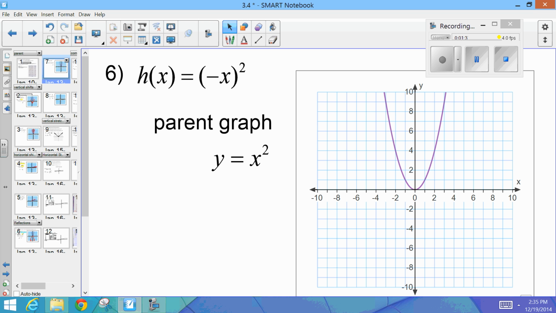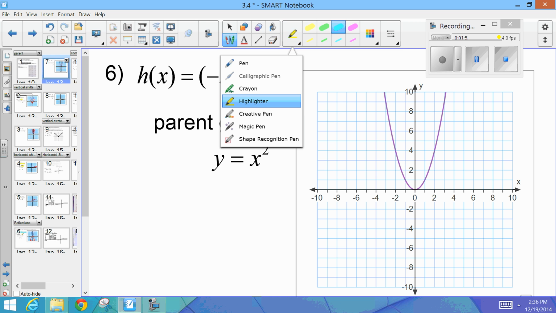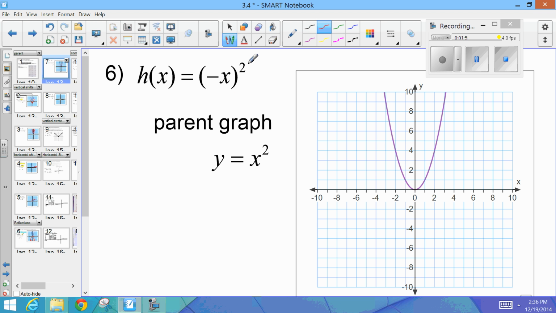Okay, here we go. Here we've got a reflection about the y-axis because we are applying the negative to the x before we raise it to the power of 2. Now, this is just a little bit funny. For example, the point 1, 1, when I reflect that across the y-axis, it ends up on negative 1, 1, which is already a point on the graph. And the point 2, 4, reflected across the y-axis, ends up on negative 2, 4, etc., etc.